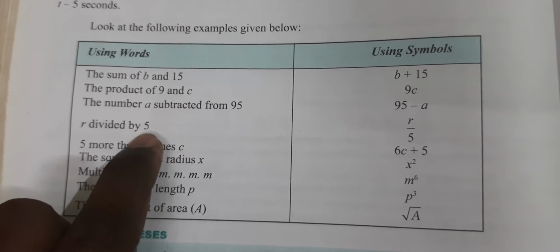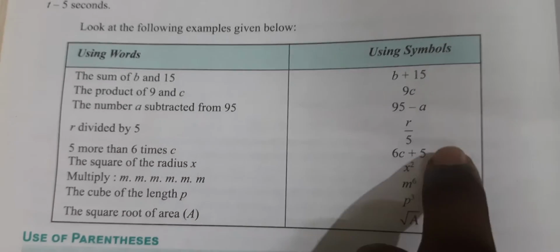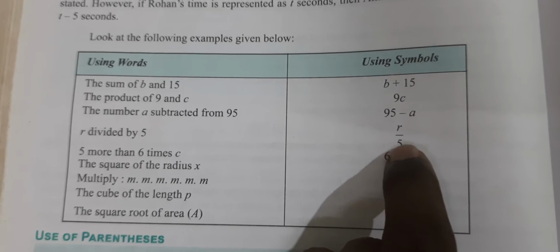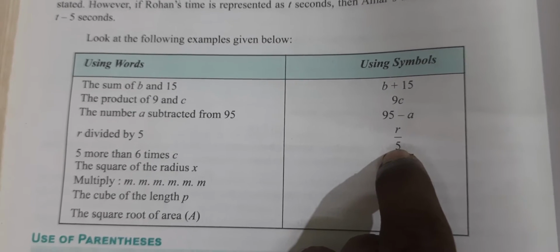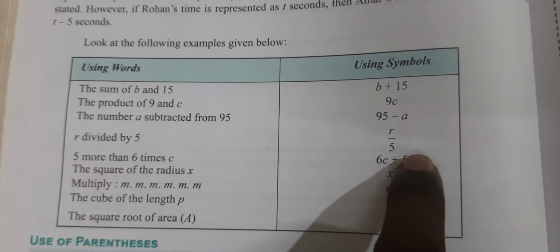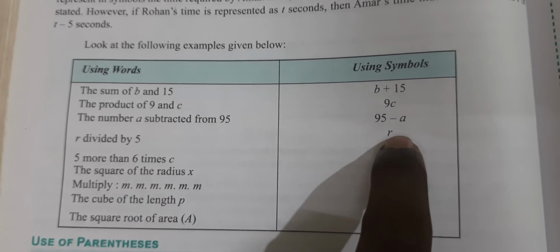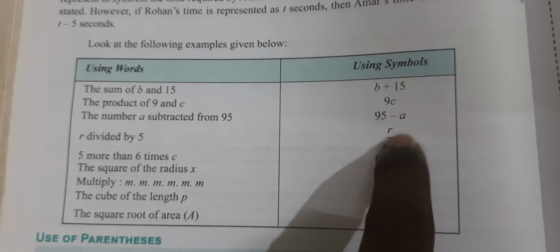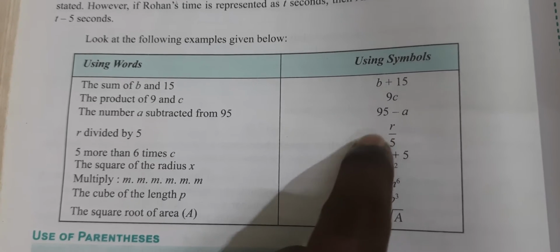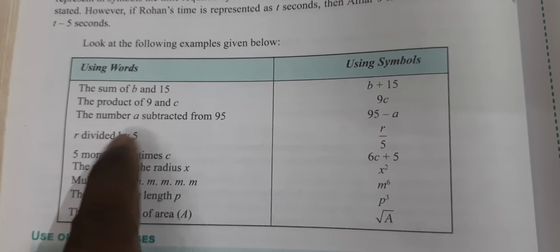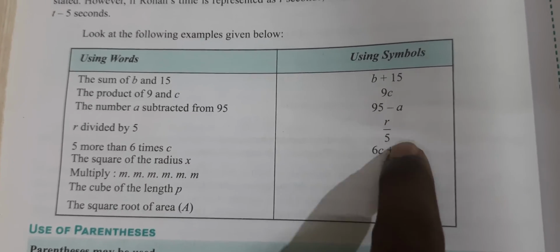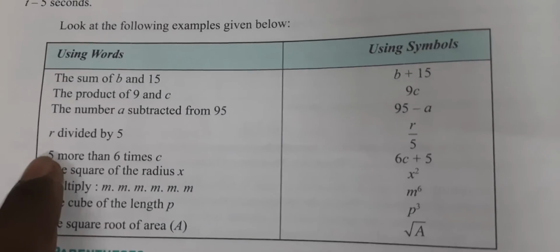r divided by 5, this is very simple one, is written in algebra as r in the numerator, divided by is this fraction symbol, and 5 is written in the denominator. Whatever you are dividing with, that number is written in the denominator. Whatever you are dividing, that is written in the numerator. So r is being divided, r will remain in the numerator. It is divided by 5, so 5 will go in the denominator. So r by 5 is written like this in fraction.